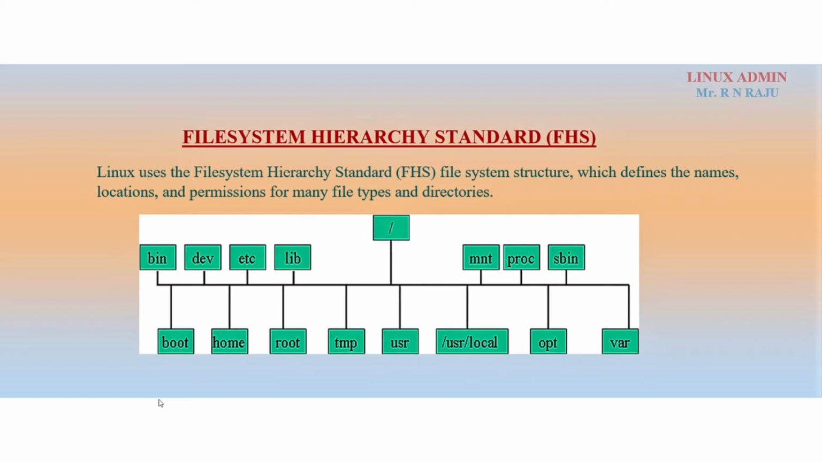But based on the file system hierarchy standard, what are the minimum partitions? What are the minimum directories for installing the Linux operating system? If you want to install any Linux or Unix operating system, you must have two directories. The first one is slash and the second one is boot. These two are mandatory directories for installing the Linux operating system.